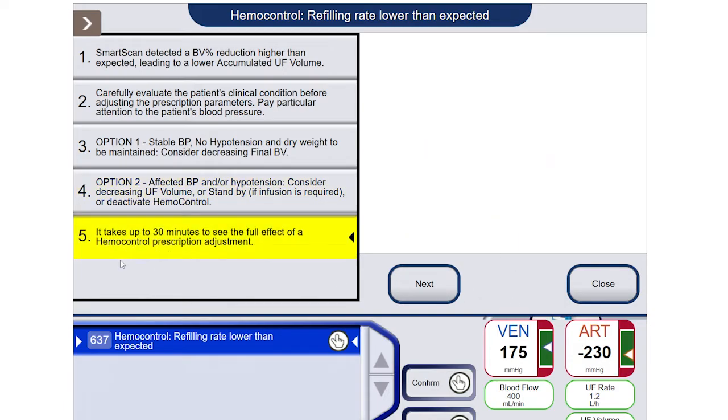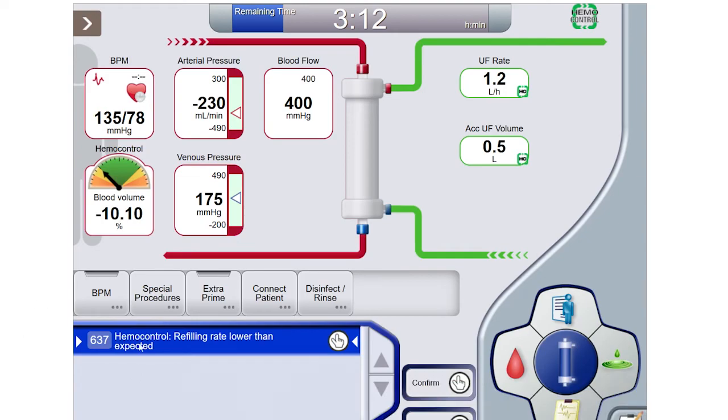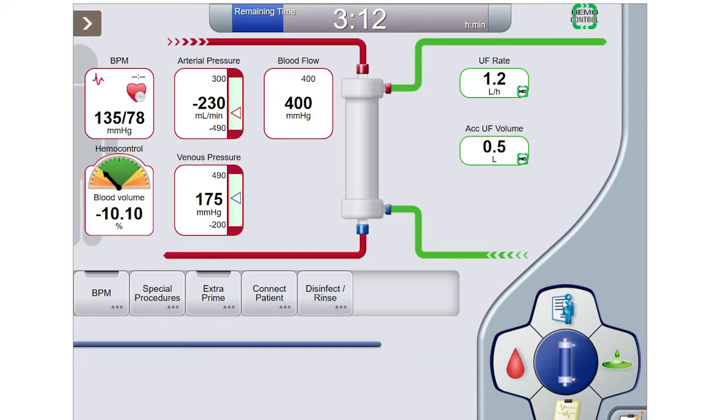Keep in mind that it takes up to 30 minutes to see the full effect of HemoControl adjustments, so you don't want to make any more adjustments more frequently than 30 minutes apart. So we're just going to go through this. In order to clear this reminder, we would just hit the confirm button, indicating that we understand what it's saying. And now we're going to look at potentially making our adjustments.